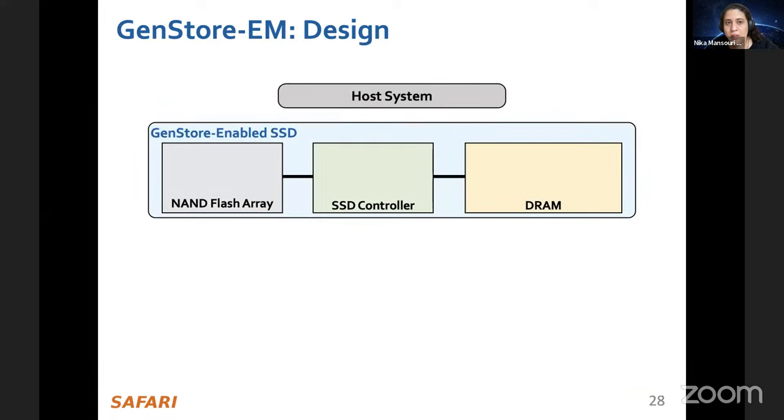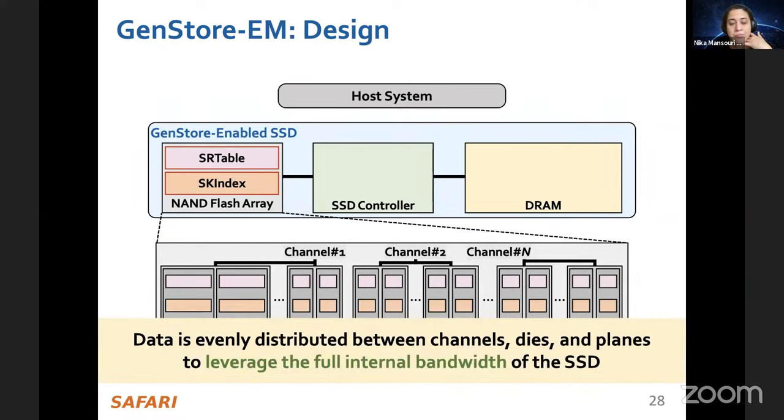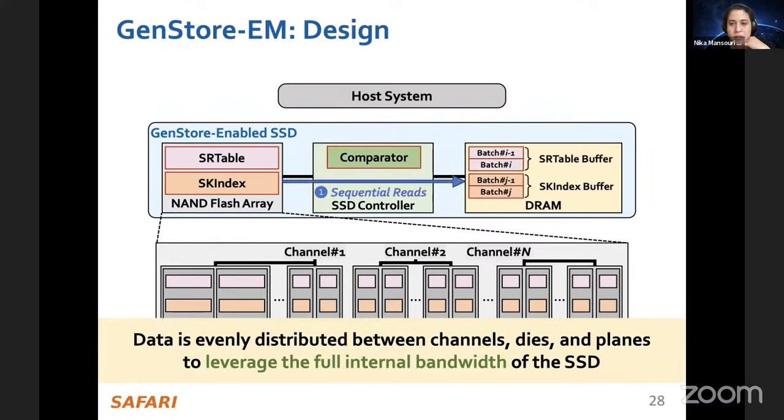Okay, let's take a look at the high-level design here. We have a sorted read table and a sorted k-mer index stored in a NAND flash array across different channels, dies, and planes in the SSD. So we can interleave the data and fully leverage the internal bandwidth when we read through it. Also, we have simple comparator logic on the SSD controller. The way it works is that we do sequential reads to the DRAM inside the SSD in a batched manner, and then we go through them to feed the comparator to find the exactly matching reads.